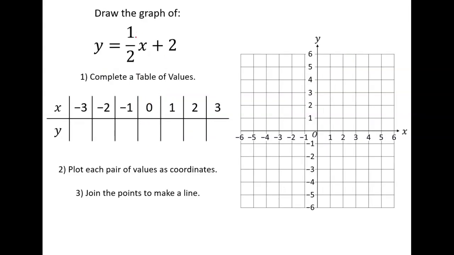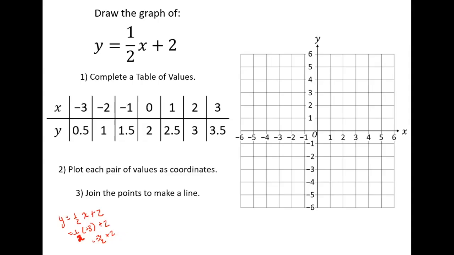Oh, this one's a good one. Let's do this one because we have a fraction. So y equals 1/2 x plus 2. So same thing we've done here. The x, so whatever you pick, it's going to be multiplied by 1/2 and then add 2. But let's write it down. So we have 1/2 x plus 2. So let's do it for -3. Okay, 1/2 times -3 is going to give me -3/2 plus 2.